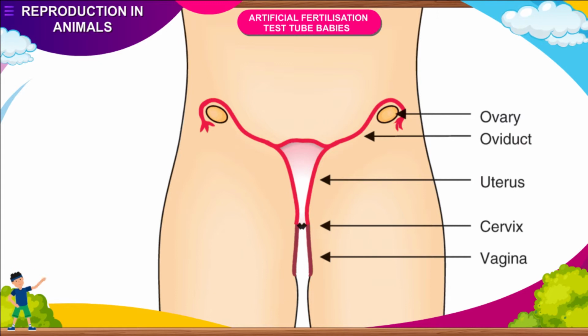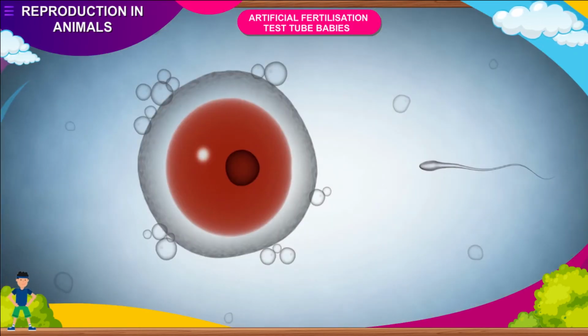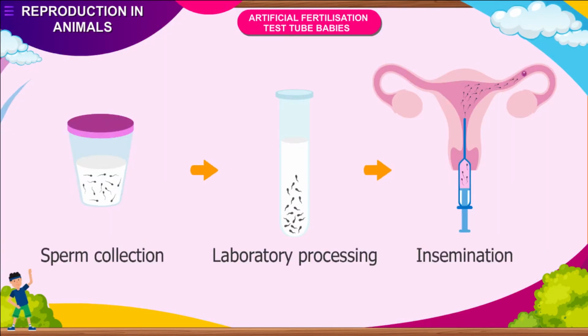Artificial fertilization, test tube babies. If the oviduct of a woman is blocked, she will not be able to bear a baby. This is because it prevents the ovum from being fertilized, as the sperms can't reach the oviduct where the ovum is present. This problem can be solved if the ovum is fertilized with human sperms in the laboratory with a technology called in vitro fertilization.